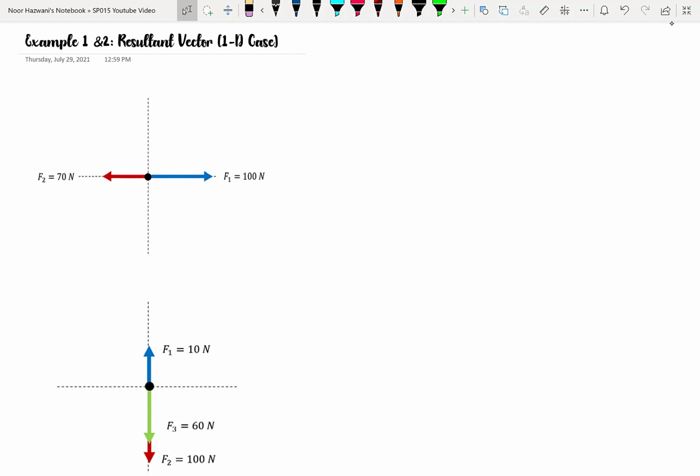So, resultant vector adalah merupakan daya paduan ataupun hasil daripada beberapa penambahan vektor. Contohnya, you ada lebih daripada satu vektor, and then you sum up, and then the value will give you the resultant vector. Okay, in simplest example, contoh. I just give you one example.